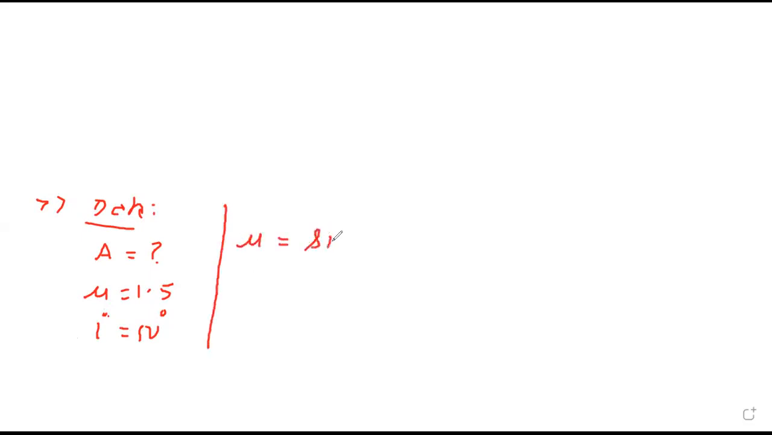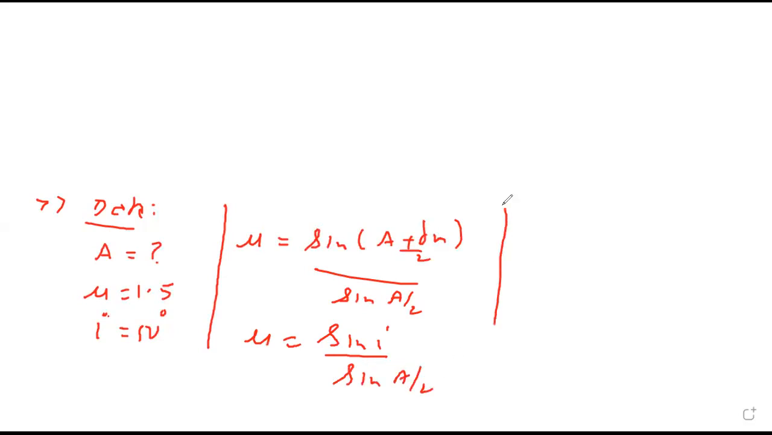What should be the refracting angle of prism? Refracting angle of prism is A. If its refractive index is 1.5, so that a light ray incident on the prism at an angle of 50 degrees suffers minimum deviation. Okay. So mu is equal to sine of (A plus delta M) upon 2 divided by sine A by 2. This is nothing but sine i upon sine A by 2. So therefore, mu is given as 1.5.